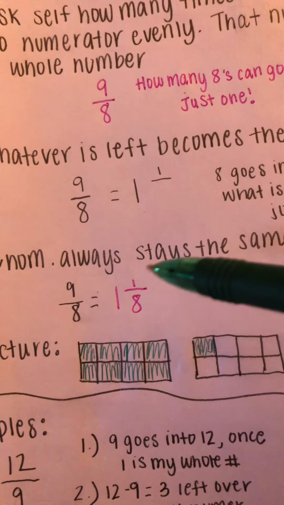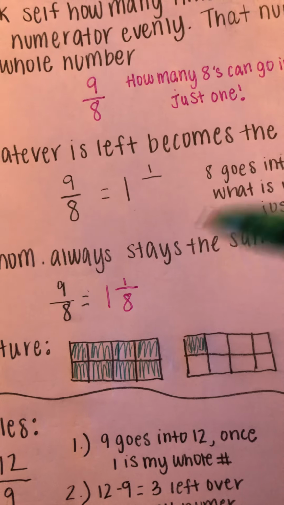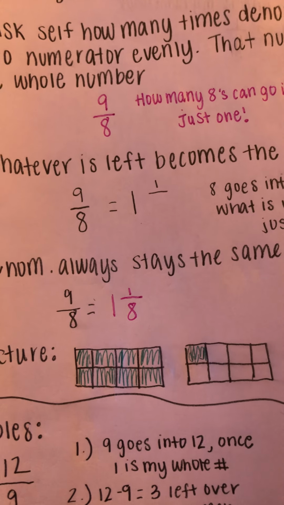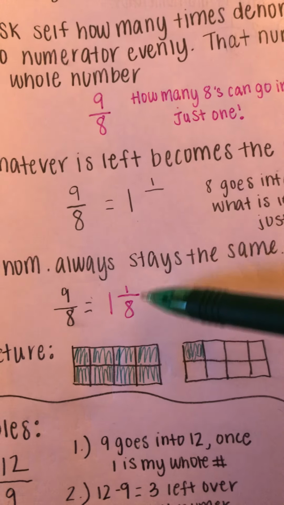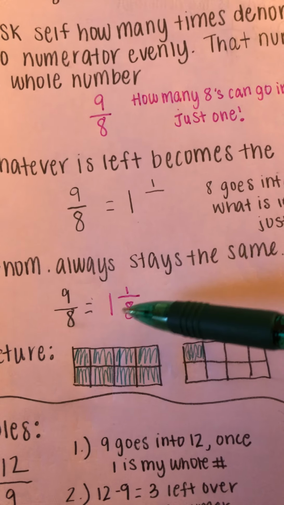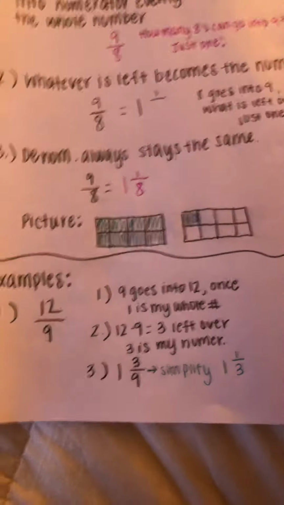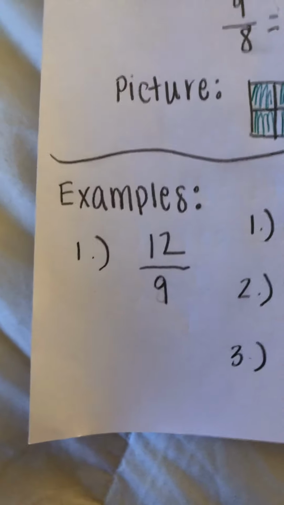So 9/8 is the same as 1 and 1/8, but we sometimes need to convert it over to show what it would be like as a mixed number. So they're the same, but we just wrote them differently, but they represent the same thing. So let's do an example.